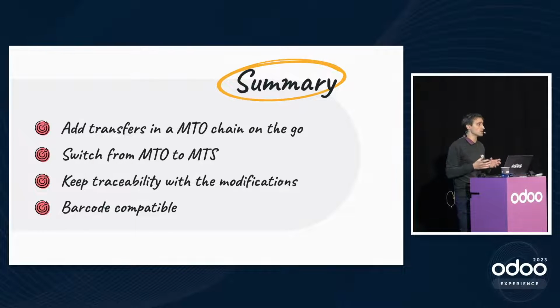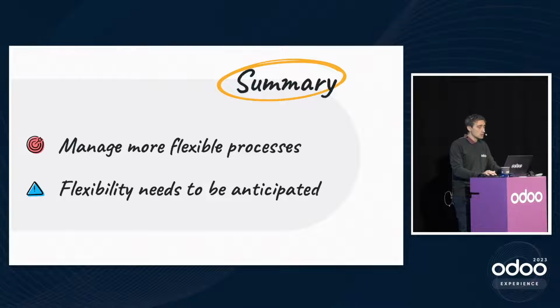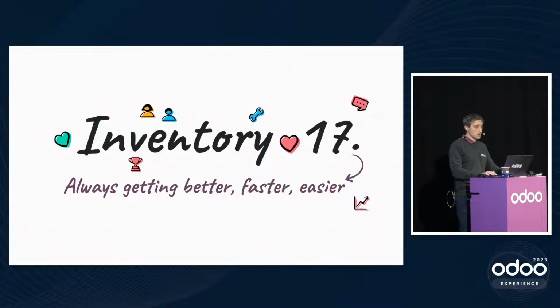when you manage a warehouse, a critical matter. So if we look at the higher picture, we can with this manage more flexible processes, and this flexibility, however, needs to be anticipated. So this is a new feature from Inventory 17.